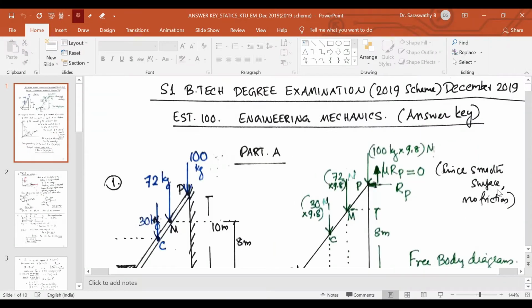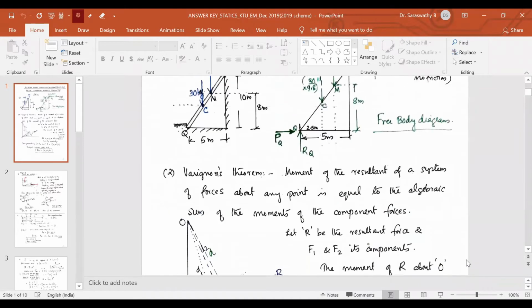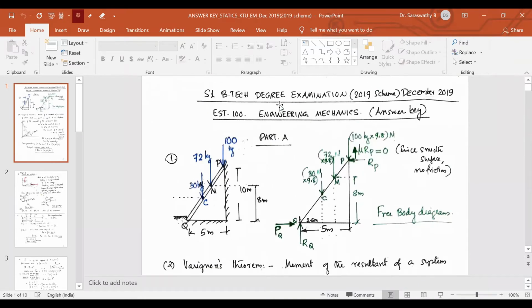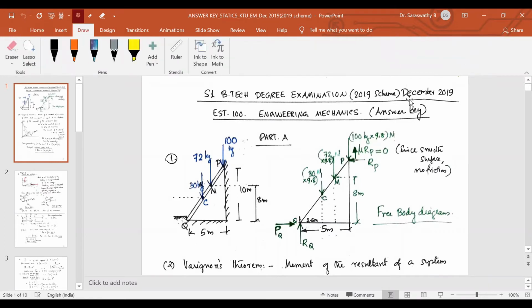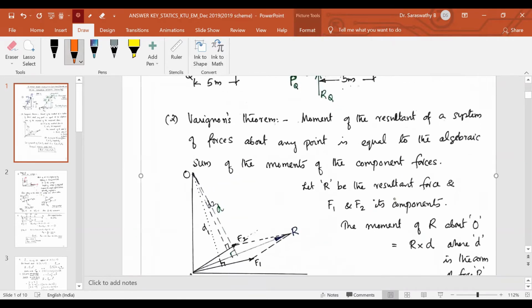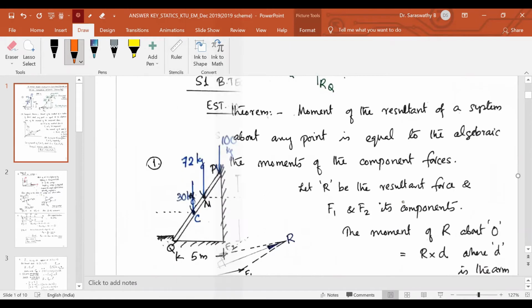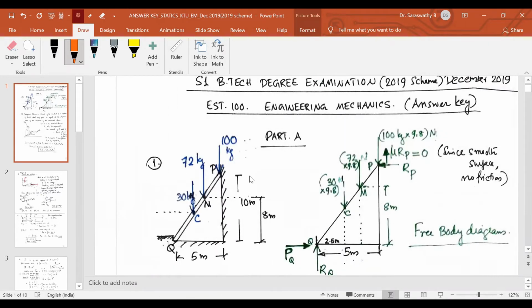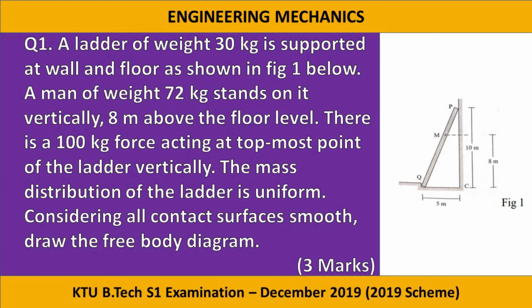Good morning. Today's session, I'm going to discuss the university question paper of Engineering Mechanics, S1 BTech degree examination, December 2019. I'm going to discuss in this session part A of Engineering Mechanics, statics portion alone. Coming to the first question on part A, which carries 3 marks, I'll read the question.